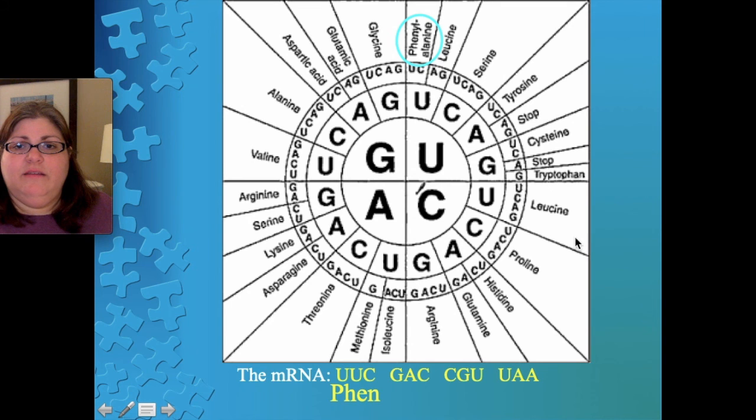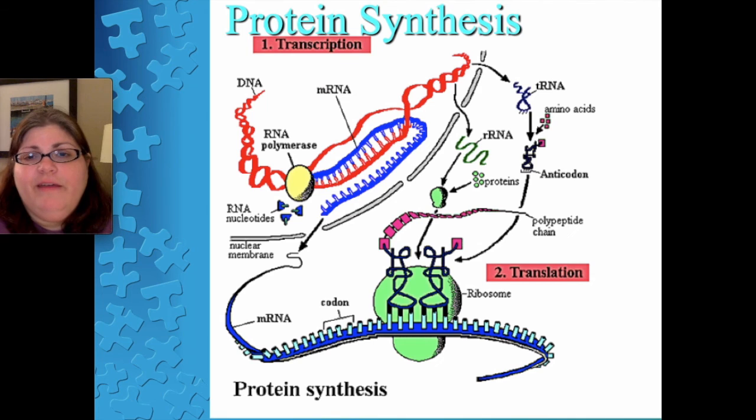GAC, can you find it? How about the codon CGU? Can you find it? Down here, CGU. And then finally, UAA puts us once again at the stop codon. Here's an overview of the entire thing. Again, I think seeing it in picture form is a lot easier than text. So if you want, pause it here to label the diagram in your notes.